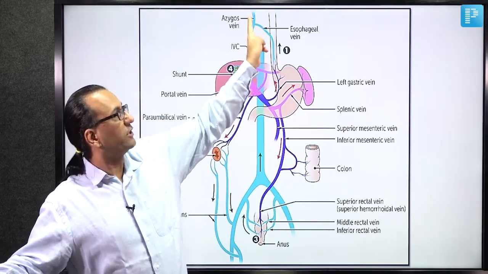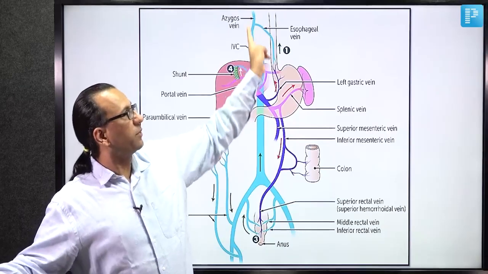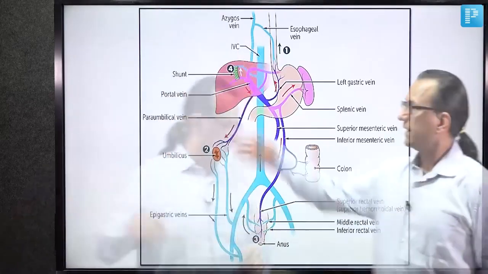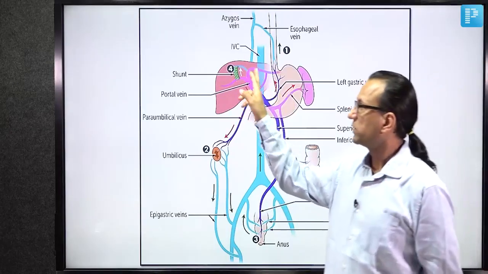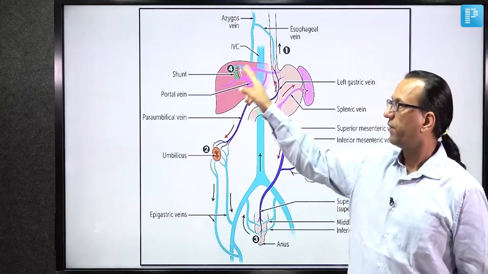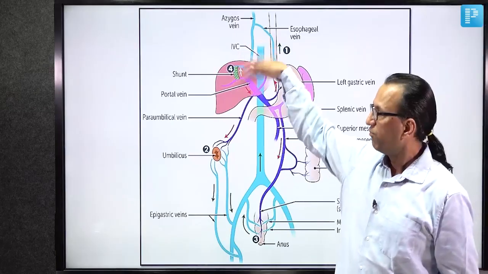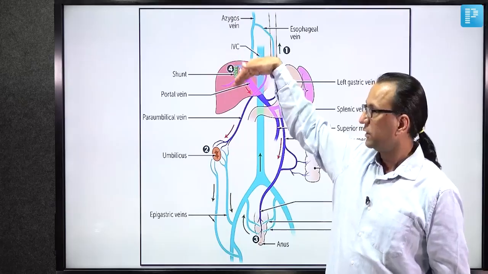That is the systemic circulation here, which drains into the superior vena cava. Azygous vein drains to the superior vena cava. Now, in case of Budd-Chiari syndrome, say for example, there was a hepatic vein thrombosis. So the liver could not drain into the inferior vena cava. There will be a backflow, reversal of blood flow, portal hypertension.